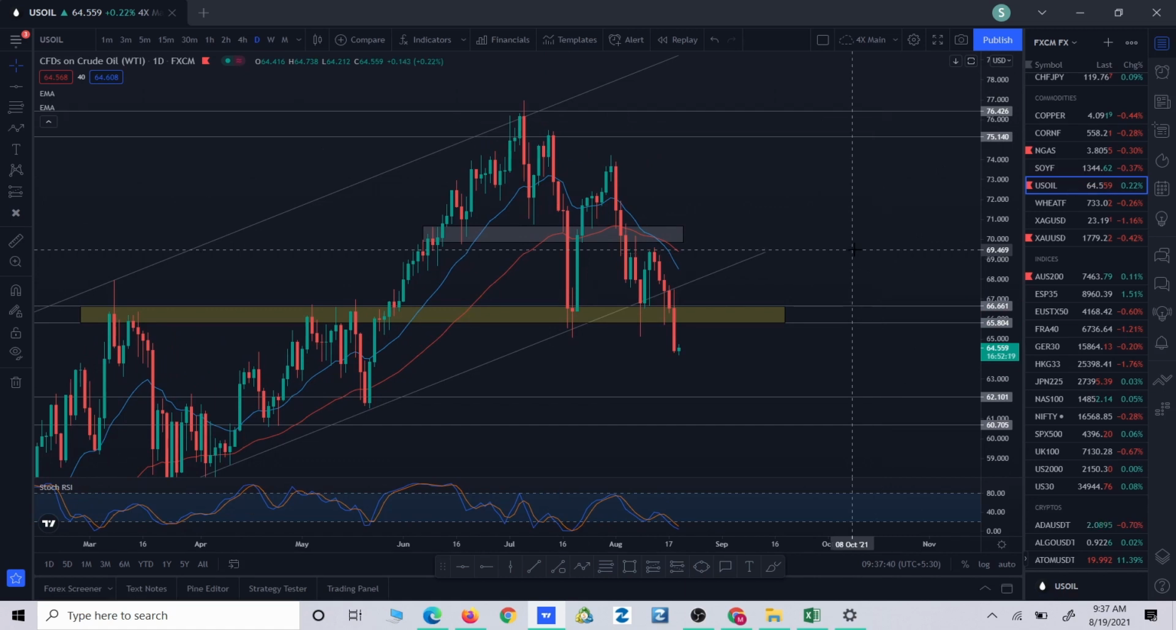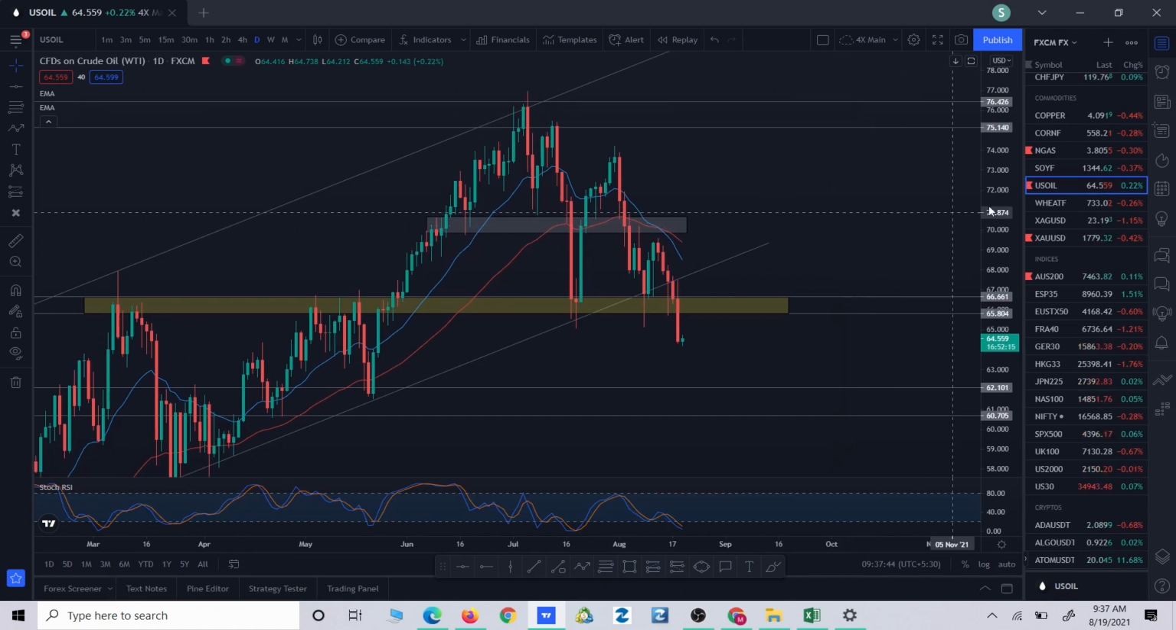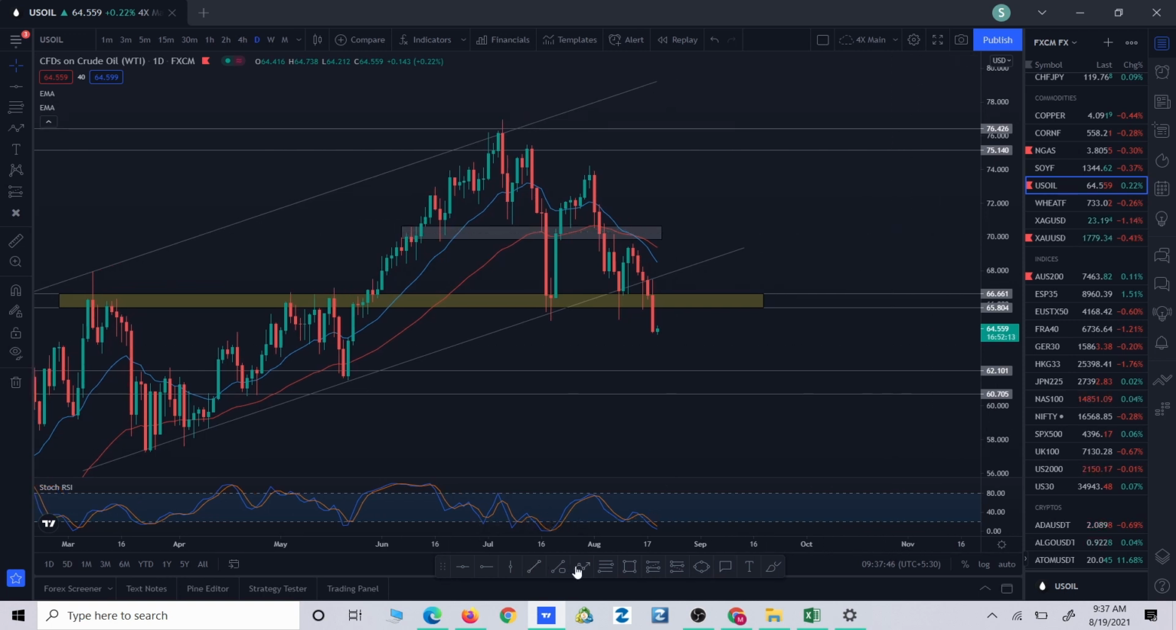In US oil, as you can see, the price is consistently making lower lows and lower highs currently. Starting from here, we see a low, lower high, lower low, and a lower high, and now the price broke and closed below the previous low. So we are waiting for the price to push a little bit more to the downside and then give us a pullback into the recent broken zone to go short.